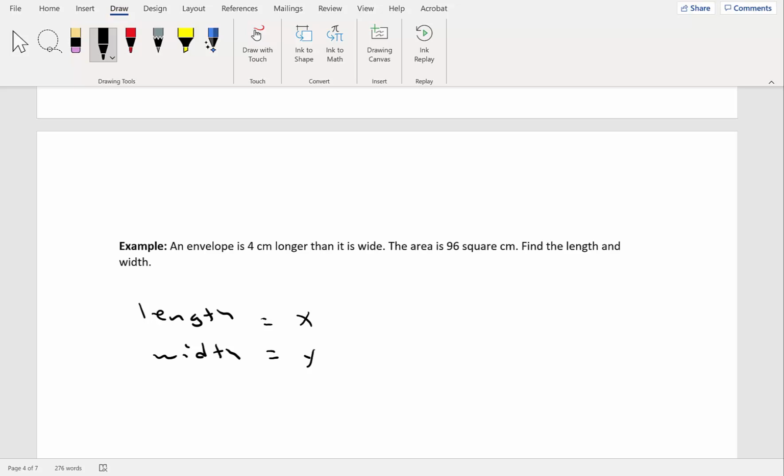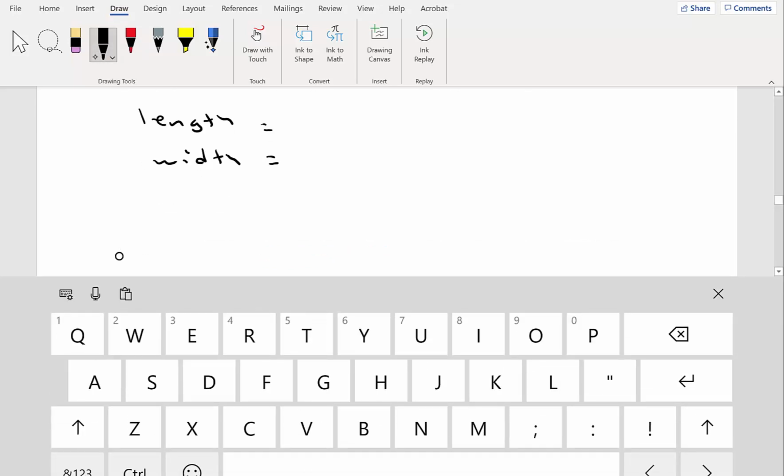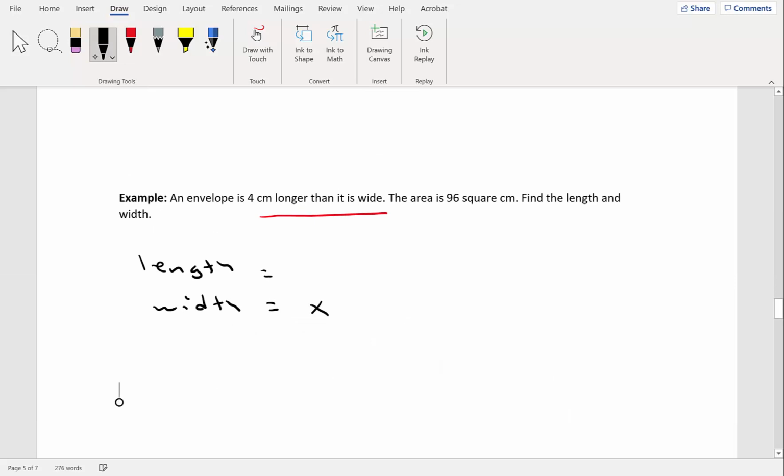Now with these types of problems, since we're dealing with the area, what we want to do is write out a quadratic equation. We want to use the same variable. Since we're comparing the length to the width here, let's let our width be x. So we're going to let our width be x, and now since the length is 4 centimeters longer, our length has to be x plus 4. Now envelopes are in the shape of a rectangle. The area of a rectangle, we can use the formula, it's length times width.